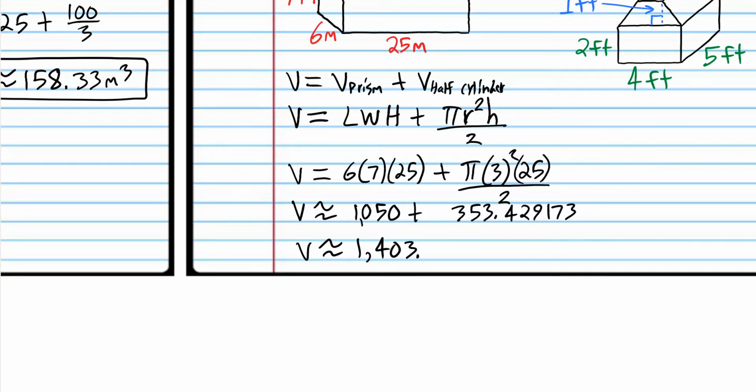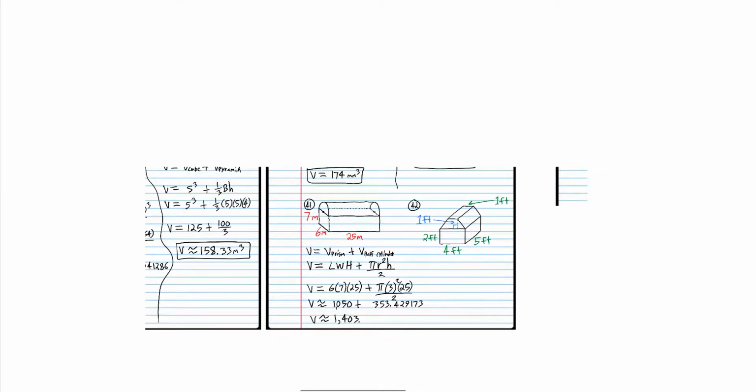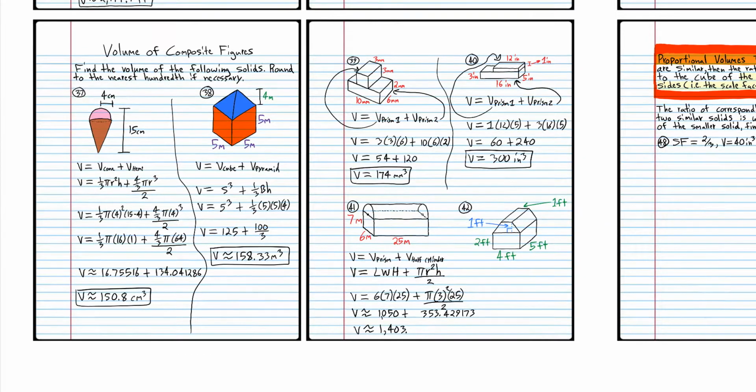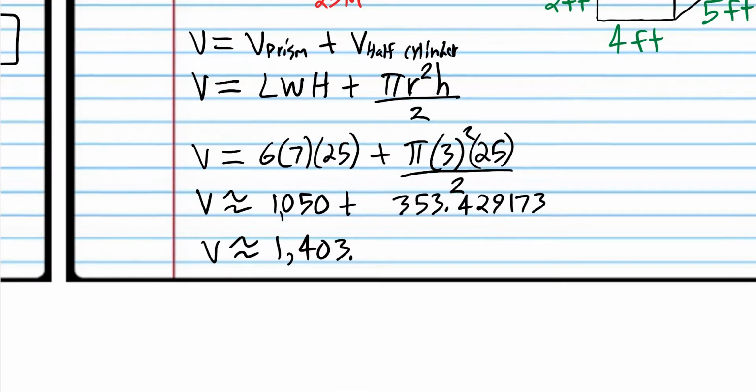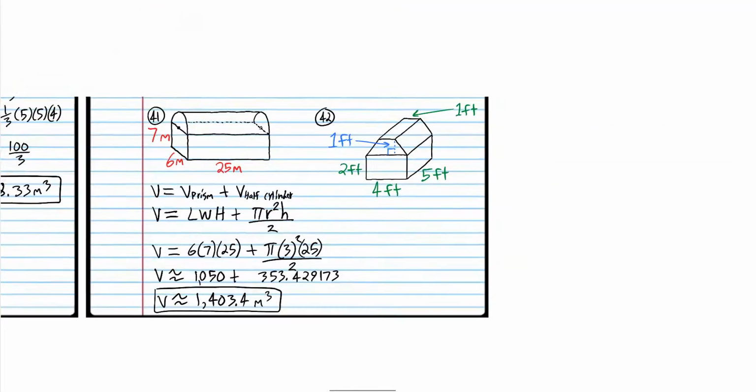So the volume is approximately equal to 1,403 point, what are we supposed to round off to? The nearest hundredth place if necessary. So that would be 0.4 cubic meters. Again, just another example of a composite figure.